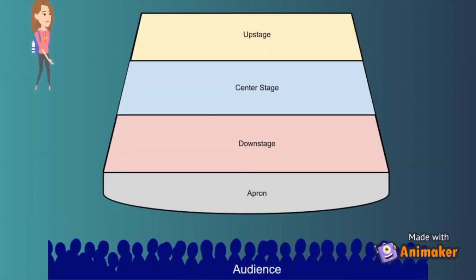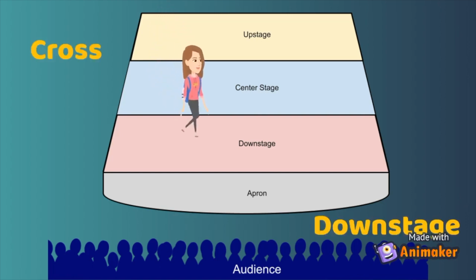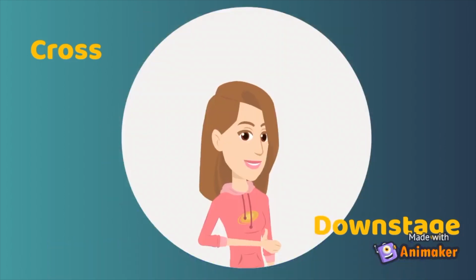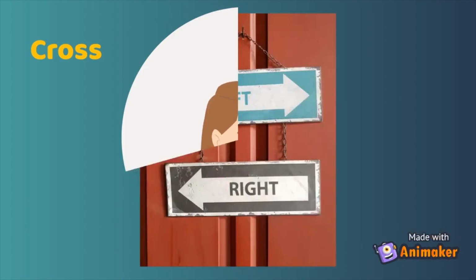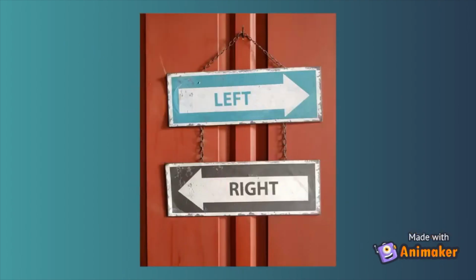This is what our stages look like today, regardless of rake. Downstage is always nearest to the audience, while upstage is always farthest away from the audience. If your director asks you to cross downstage, she's asking you to move, cross, toward the audience, downstage. You're halfway there. Now, to figure out this left and right business, I have great news for you if you're an actor.